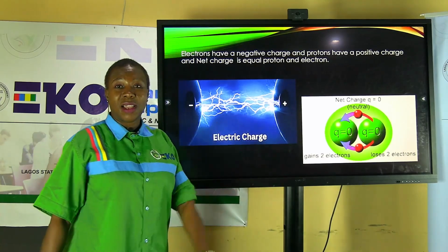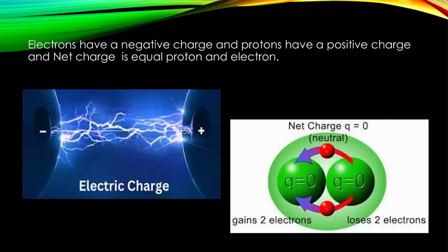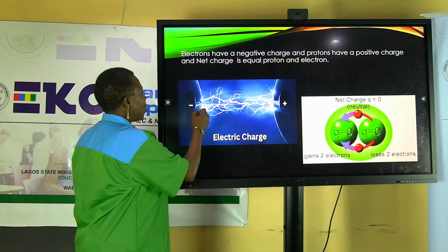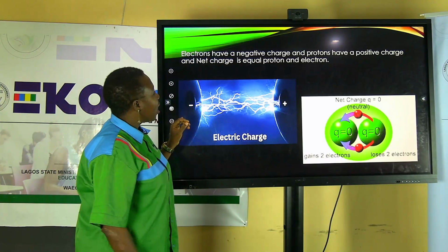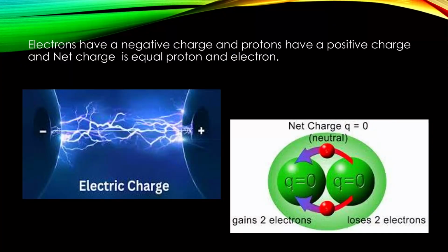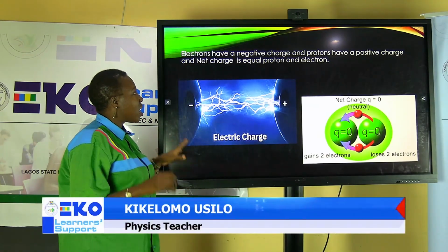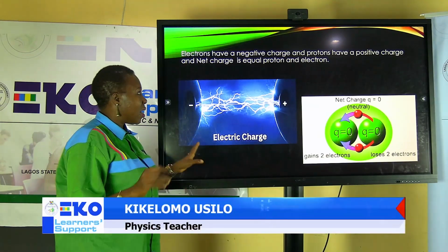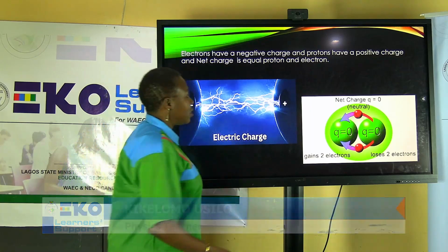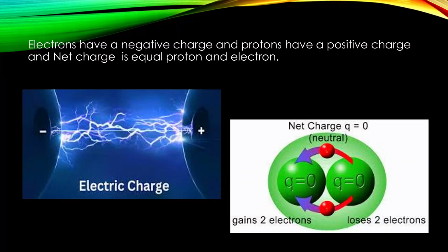As you can see from the diagram, electrons have a negative charge, which we have here, and protons have a positive charge, and like I told you earlier on, net charge is equal protons and electrons, and the diagram here depicts what we have just said.